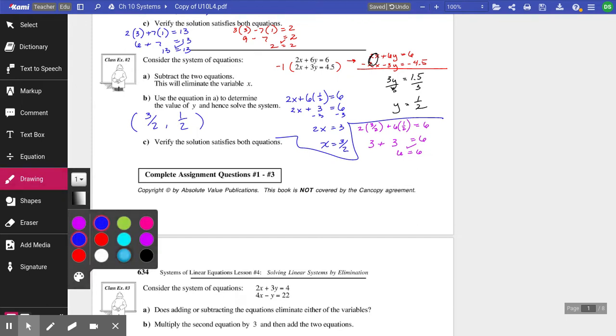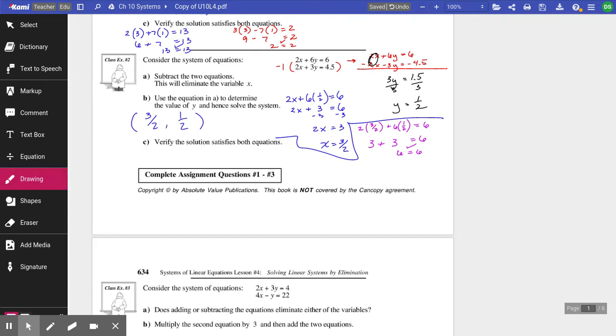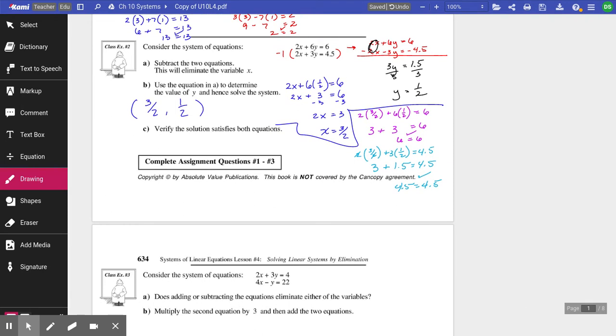Let's do it one more time in the other. So I'm going to go to the second equation. Everywhere I see an x, I'm going to put 3/2. Everywhere I see a y, I'm going to put 1/2. See if it works. So those will cancel. I have 3, and then 3 times a half is 1.5. And lo and behold, I have just verified my solution in both equations. It works in both. Then, hence, I know that my solution is accurate.